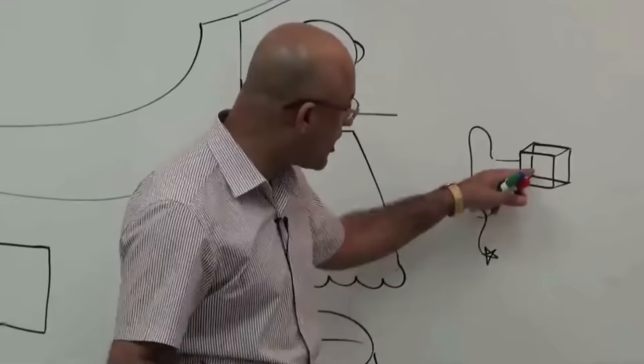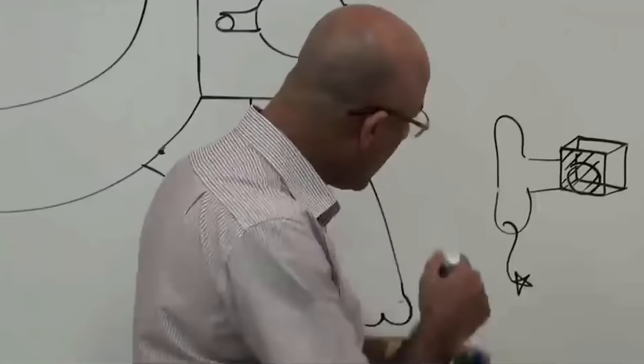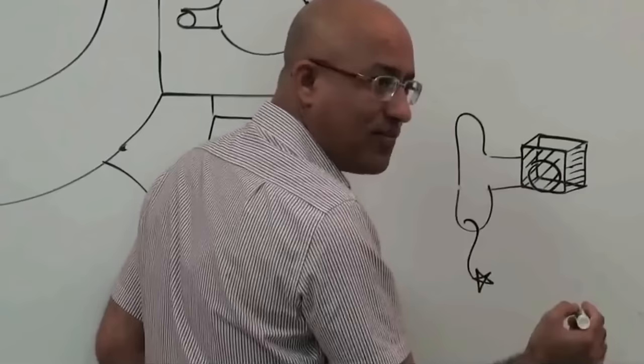From the external auditory meatus, what is this wall? Yes, very good, tympanic membrane. You get it? This is the lateral wall of the middle ear. This is the lateral wall. And what is this wall? Anterior wall.